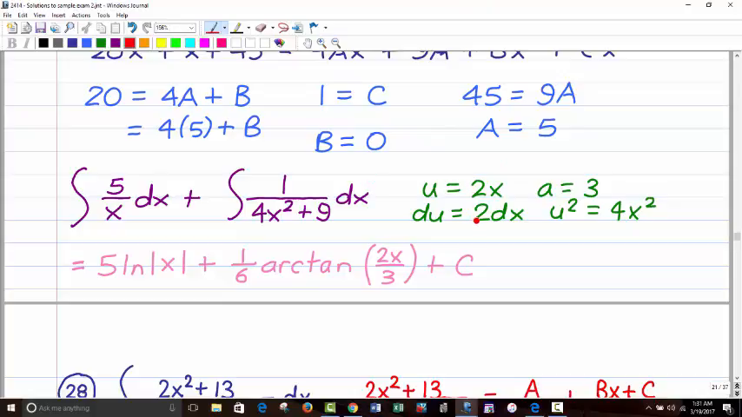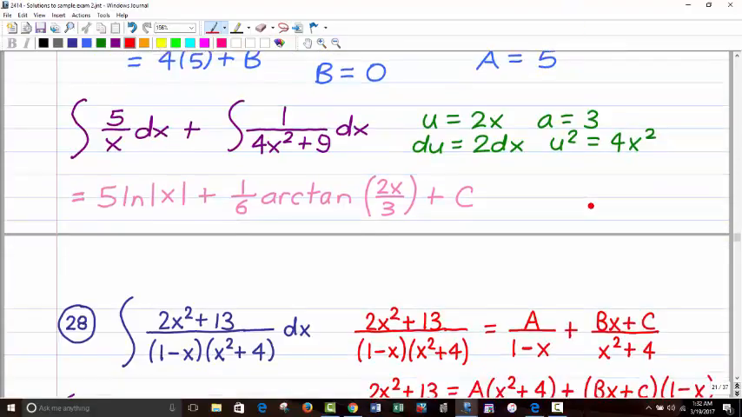u would be 2x, du therefore is 2 dx, so that means we have to put a 1/2 out there. So the reason why we have 1 over 6 here is you have a 1/2 for the du when you adjust for that, and the arctan formula automatically has a 1 over a in it. So this 1 over 6 then is composed of 1/2 times 1/3. Well, there's your 1 over 6. All right, let's take a look at number 28.